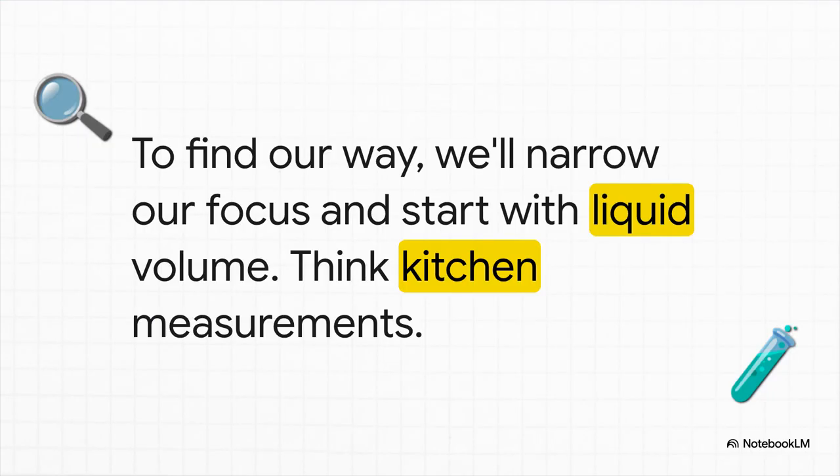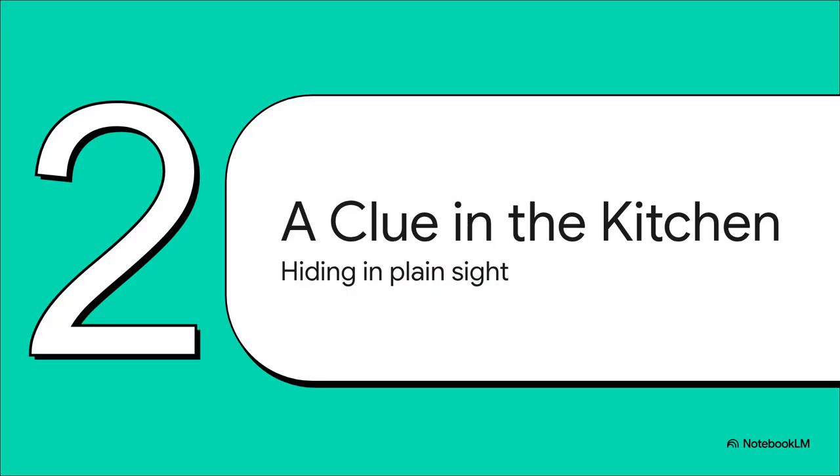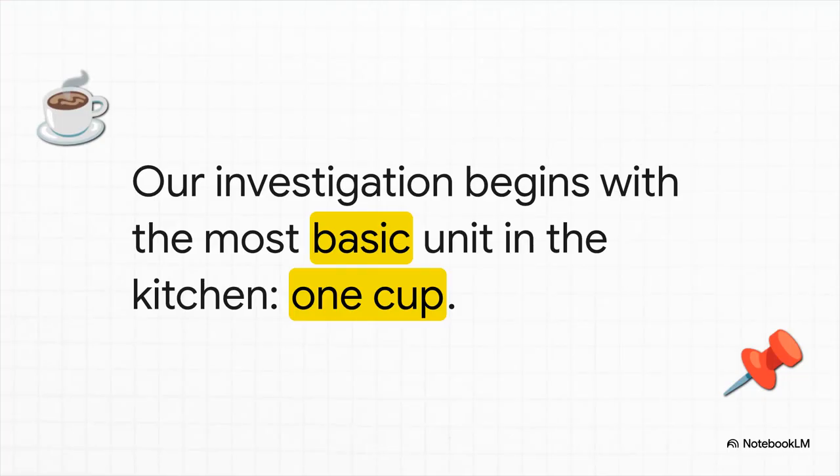Okay, so to find our way through this, we need a clue. Let's narrow things down and start with something familiar. Liquid volume. You know, all the stuff you use in the kitchen every day. Yep, our whole investigation starts right there, in the kitchen. Because the secret to this whole system has been hiding in plain sight this whole time, right there with our measuring cups. So, let's start with the absolute basics, our foundation, the humble measuring cup. We'll build everything from here.